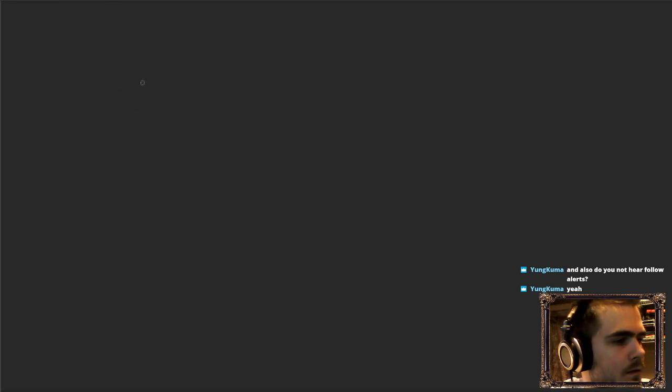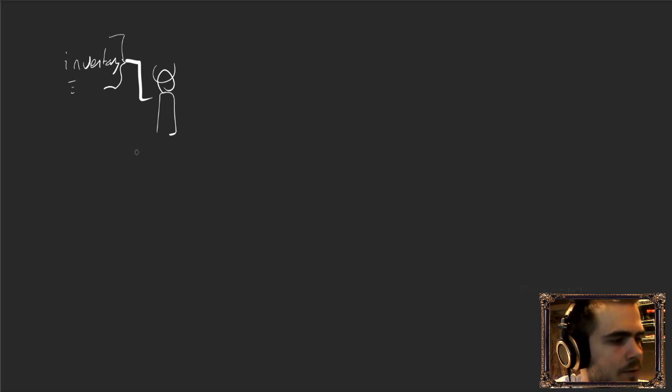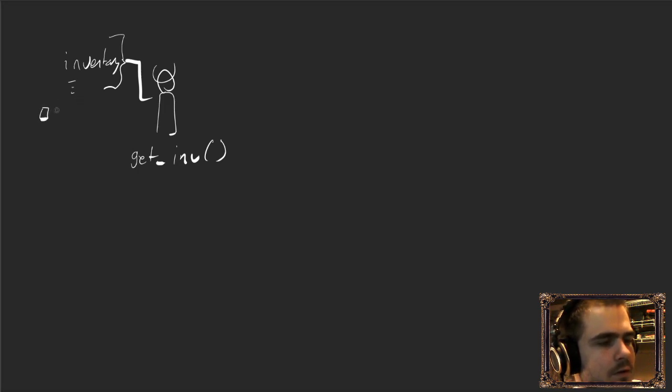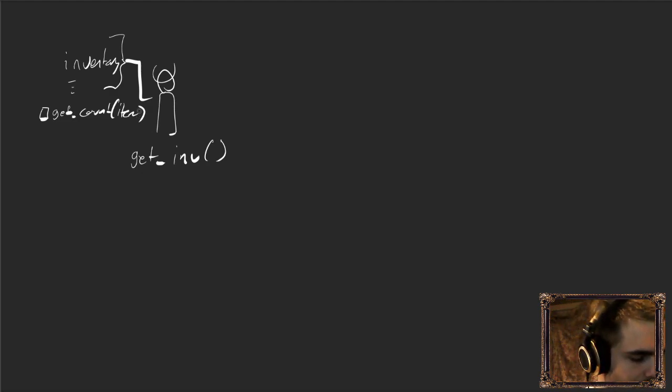So, the player has an inventory. We're going to make a get inventory method. I think I've already done this. I think I've already implemented get inventory. The inventory should have a method like get count item, and I can pass in anything that has the item like method return item name for duck typing the item.